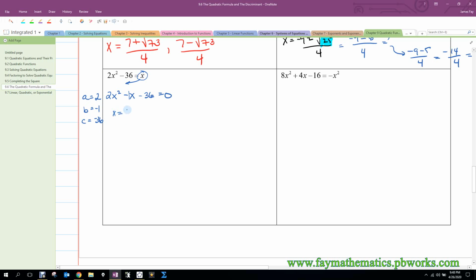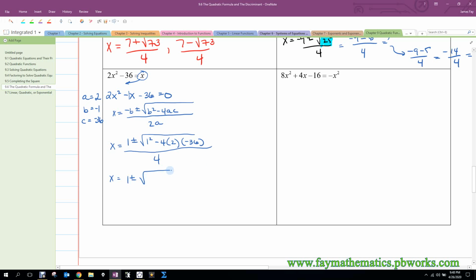So now it's just a matter of plugging into the formula. Opposite of B plus or minus the square root of B squared minus 4AC all over 2A. So opposite of B would be 1 plus or minus 1 squared minus 4 times A times C all over 2A, which in this case would just be 4. So it gives me 1 plus or minus.